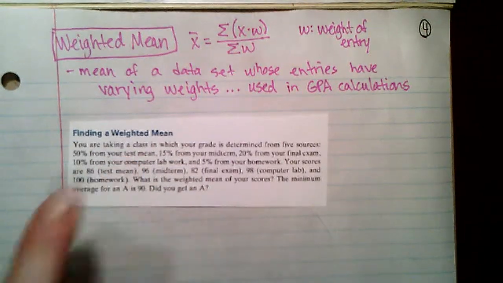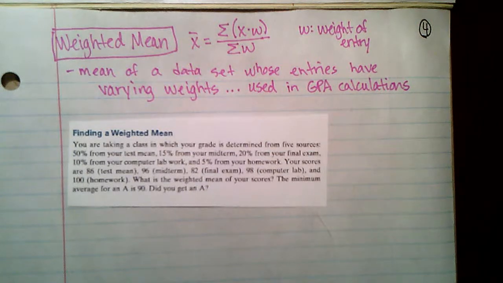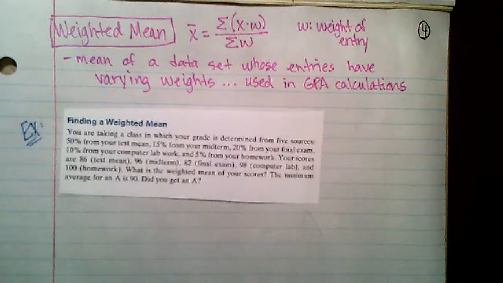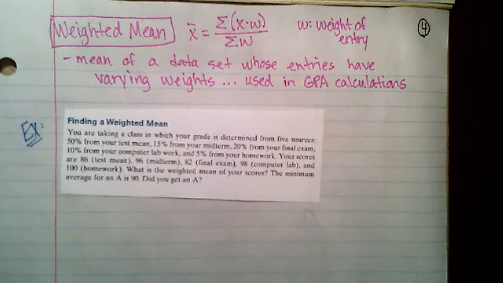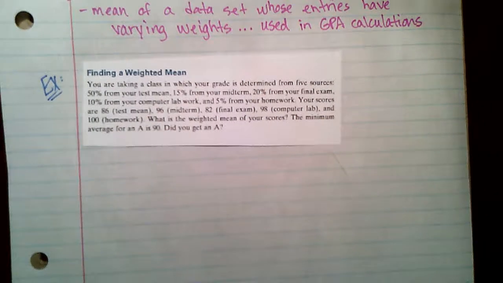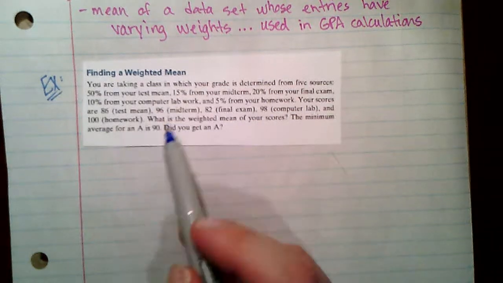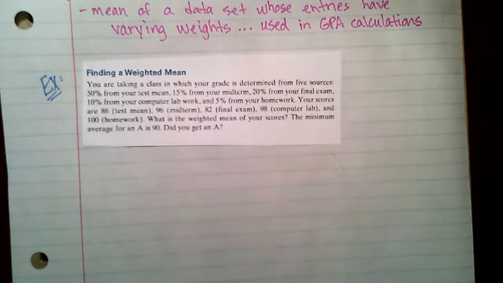You are taking a class in which your grade is determined from 5 sources. 50% from your test mean, 15% from your midterm, 20% from your final exam, 10% from computer lab work, 5% from homework. Your scores are 86, 96, all these grades. What is the weighted mean of your scores?